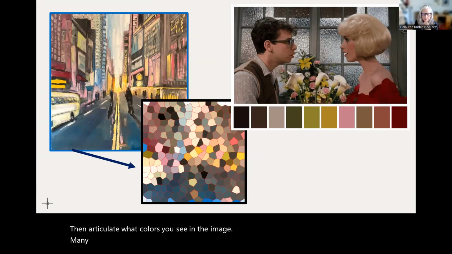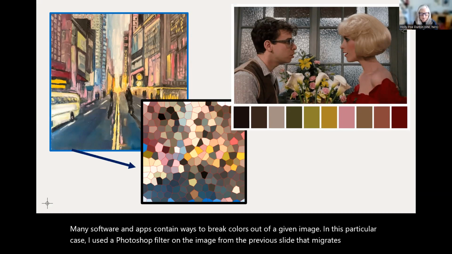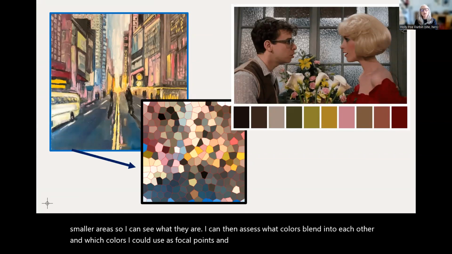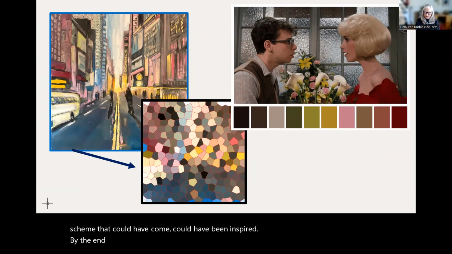Many software and apps contain ways to break colors out of a given image. In this particular case, I used a Photoshop filter on the image from the previous slide that migrates colors into smaller areas so I can see what they are. I can then assess what colors blend into each other and which colors I could use as focal points. And on the right is a costume and scenic color scheme that could have been inspired by the inspiration image.